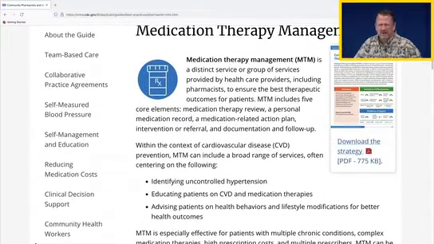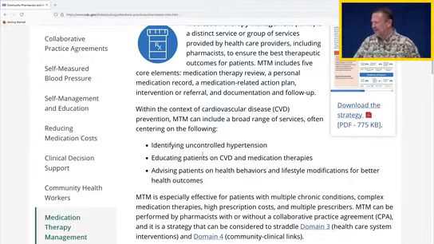Okay, so within the context of cardiovascular disease, medication therapy management can include a broad range of services, often centering on the following: identifying uncontrolled hypertension. This is something that we talked about earlier, where pharmacists will identify someone who's not getting their medications, not taking their medications. Their hypertension is uncontrolled. And with MTM, we want pharmacists to be able to identify uncontrolled hypertension.